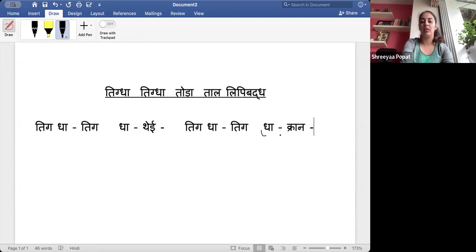And you will draw a square bracket. Under kran, please put a halant, which means it is not krana, it is kran. The na sound is half. So to denote that, put a dash like this, slanting. And then you can put a full square bracket.